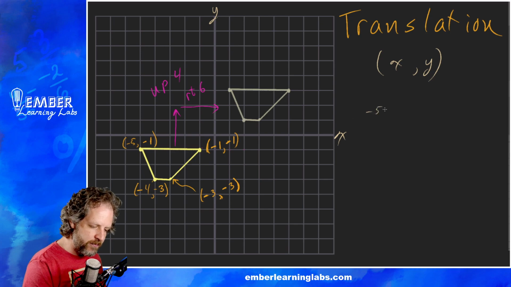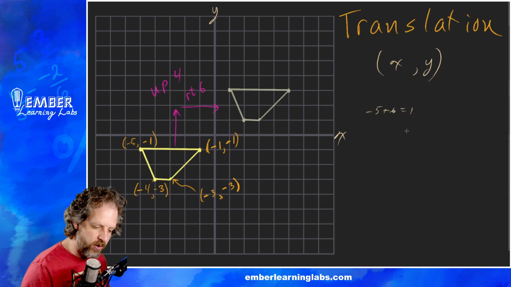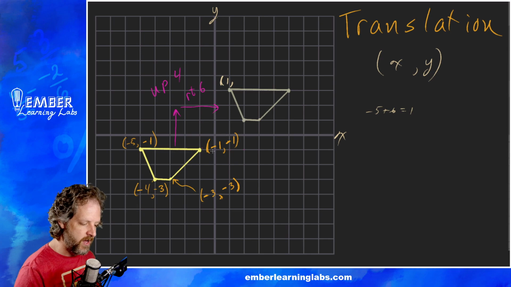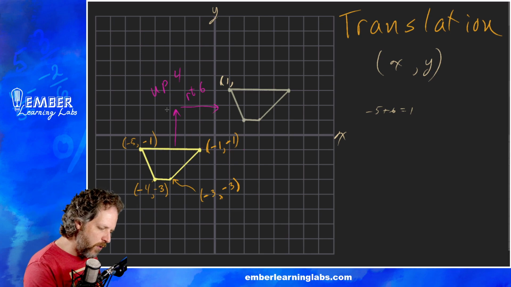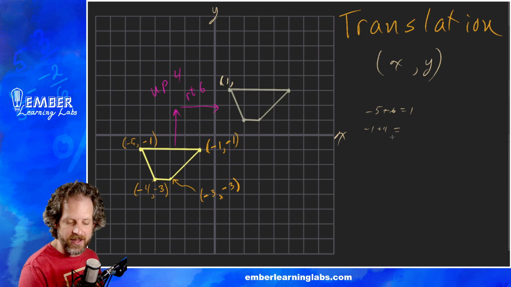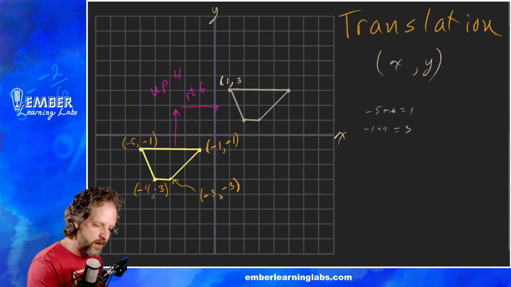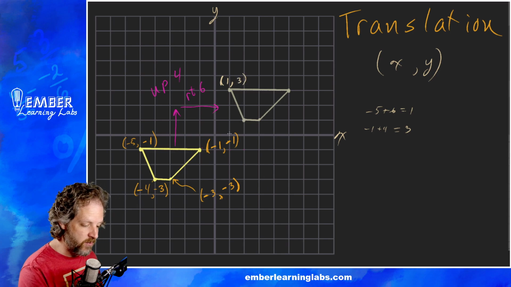Well, negative 5 plus 6 is how many? The signs are different, so we subtract and keep the sign of the bigger one, so it equals 1. So we would expect the x part of this one to be a 1. Look at that, it is over 1. So the y part, we went up 4, so we're adding 4 to this. Negative 1 plus 4 is what? Well, the signs are different again. We're going to subtract and keep the sign of the bigger one, so it's positive 3. So we should expect it to be at 1, 3. It is, in fact, at 1, 3.